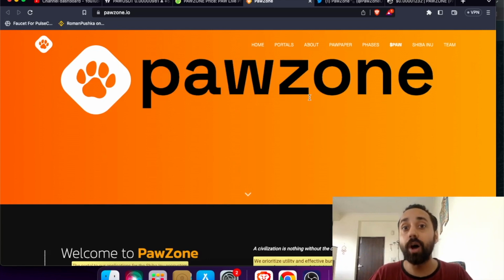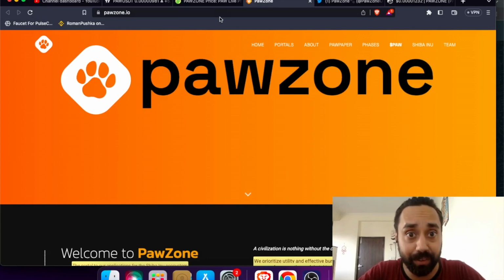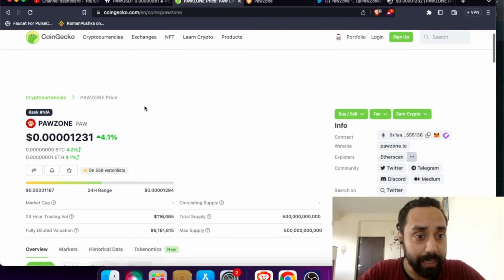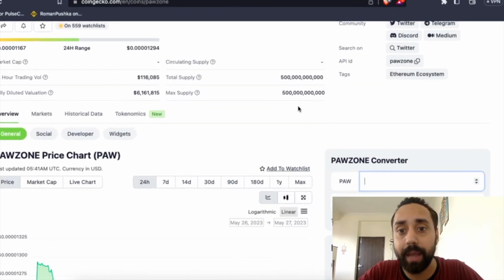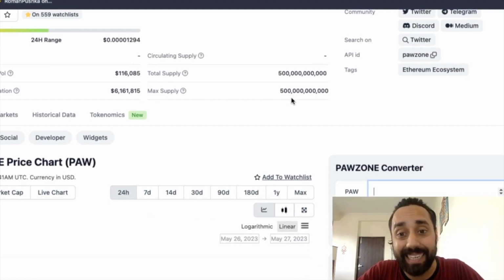So let's start with PawZone, the new token in town that can mint you a lot of money. So let's take the price action first. So this is PawZone. It is at 0.00001231, up by 4% today, and has a maximum supply of 500 billion tokens.